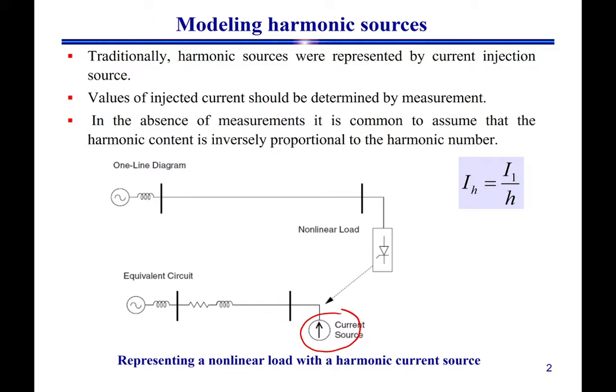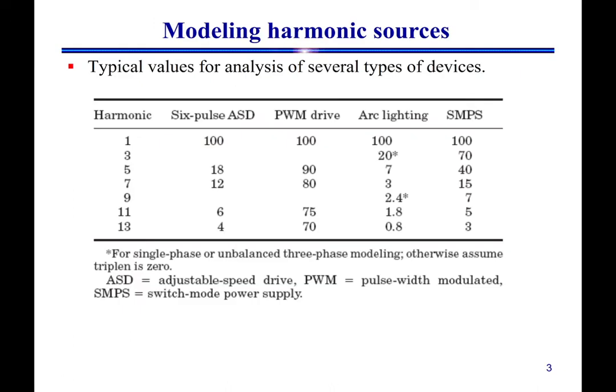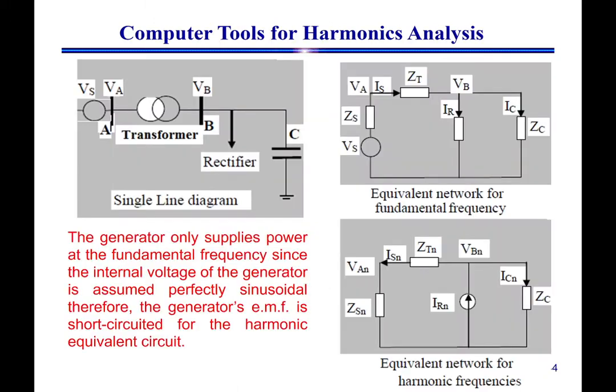Okay, for example, over here we have the single line diagram of a generator feeding a non-linear load. So as a result, the non-linear load is represented by a current source, and this is the impedance of the transmission line, the impedance of the power source. Those are the typical values for the harmonic value for different harmonic order.